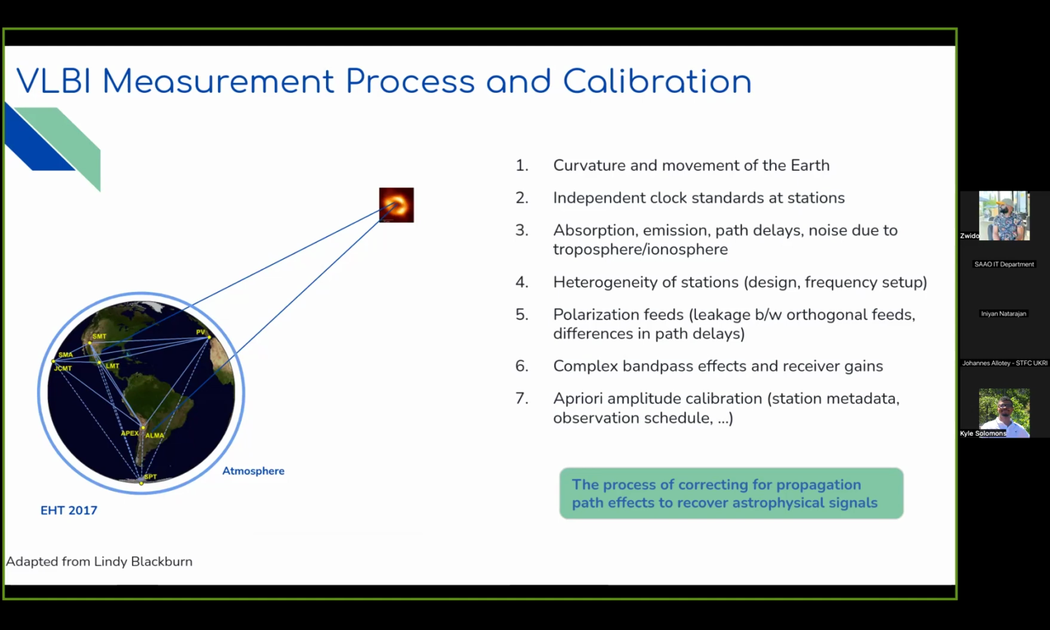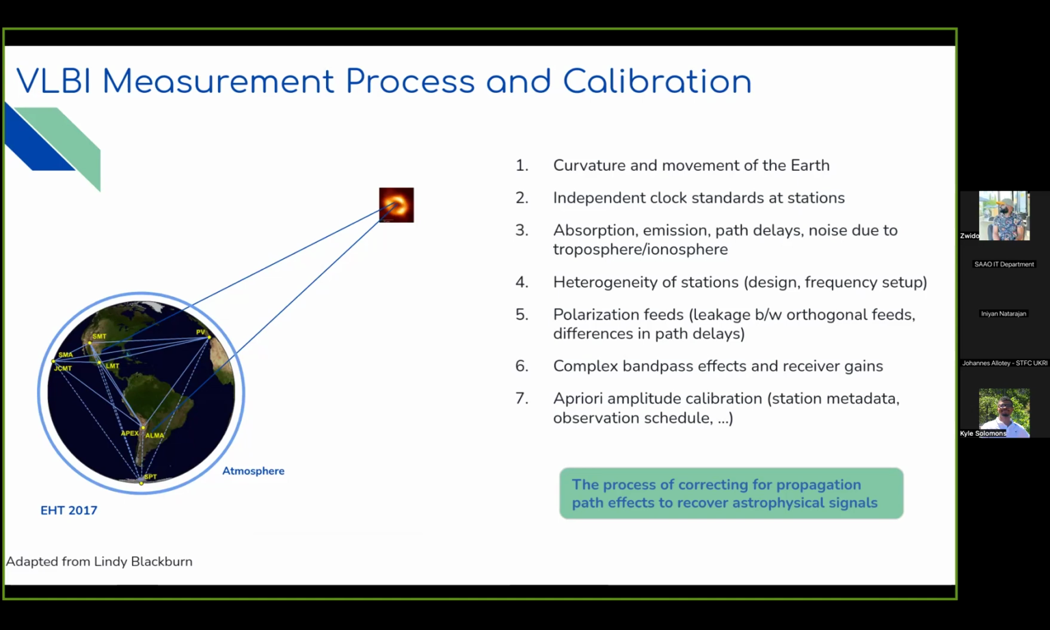And that could also be complex in the sense of consisting of an amplitude and phase: complex bandpass effects, and also receiver gains that are varying in frequency and time. All of these factors can affect the phases and amplitudes, mainly the phases. A lot of the calibration process that I described pertains to the phases that you measure, and you also need to do a step of amplitude calibration.